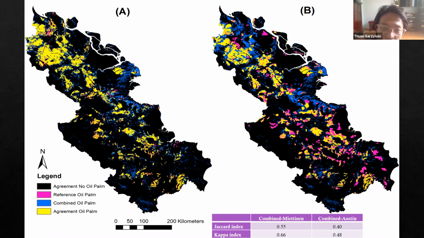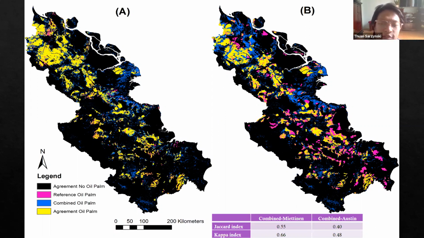If you look at the difference between the two comparisons, we can see that the Austin map had more areas of disagreement with the combined map, and those areas of disagreement were mainly with the Austin map saying that there was oil palm and the combined map saying there was no oil palm, right? So those are the pink areas.